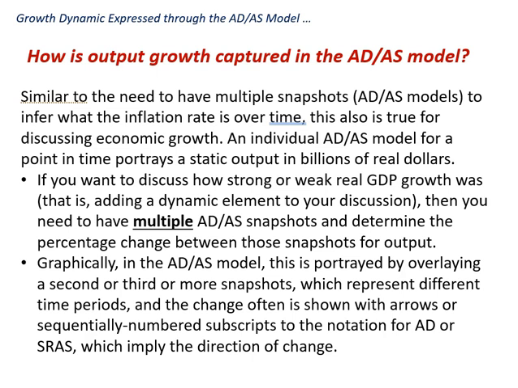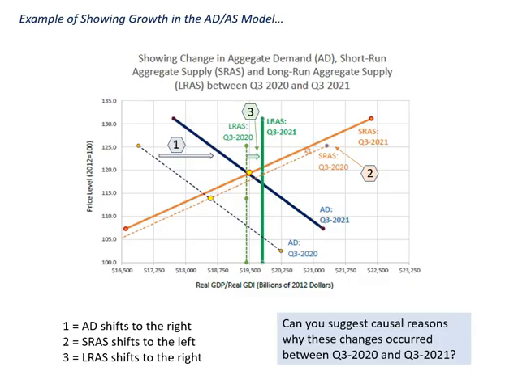Graphically, in the model this is portrayed by overlaying a second, or third or more, snapshots, which represent different time periods, and the change often is shown with arrows, or sequentially numbered subscripts to the notation, for AD or SRAS, which imply the direction of change. Although it can get messy fast, this graphic overlays two time periods on the same graphic to capture several dynamics. The quick takeaway is that between the third quarter 2020 and the economy 1 year later, we saw a sharp rightward shift in aggregate demand, but only a small shift in short-run aggregate supply, which seemingly put a greater strain on the price sector.